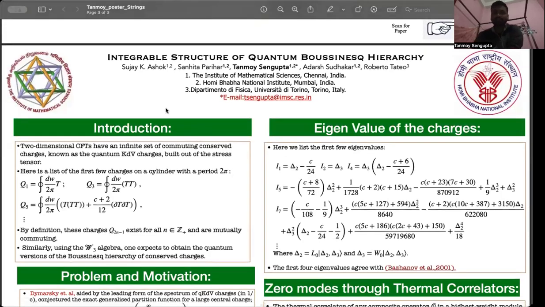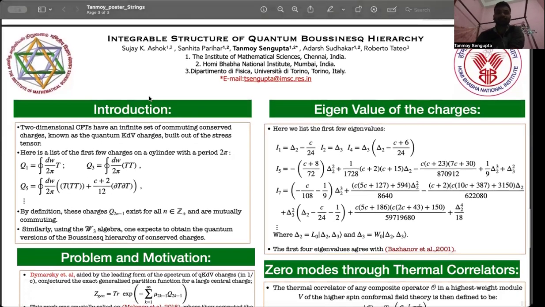So I'll talk about the integrable structures of the quantum Boussinesq hierarchy. This work has been done with Sujay, Sangeeta, and others from MSc, and Roberto from Anderson Torino.